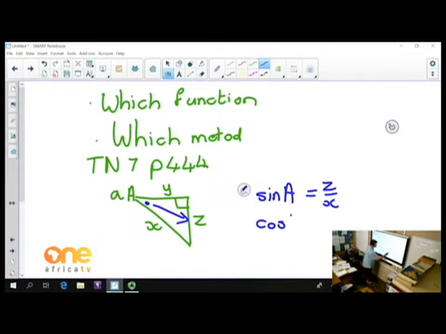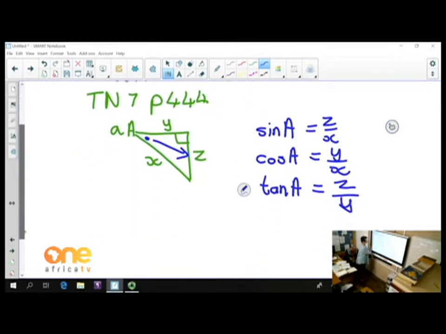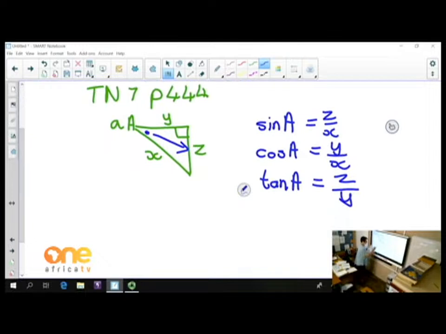So then we have to give cosine A. So what is cosine A? The included angle. So that will be Y over X. X is your hypotenuse. And the last one is then tan A. And which two sides will that be? No hypotenuse. The hypotenuse is not involved now. So it's only those two sides. And tan theta is opposite over adjacent. So it will be Z over Y. Right? Then the second one, number B.